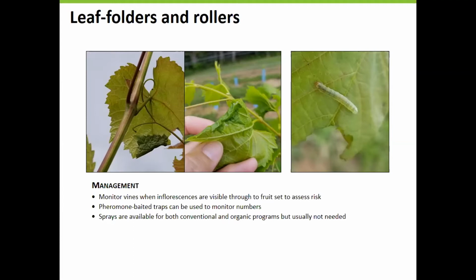I would say, start monitoring, just have a look. There are pheromone-baited traps that you can use to help monitor numbers and get a sense. Although you'll see a lot of these in some varieties versus others, usually management is not needed. Especially for the organic growers, there have been situations where I've seen a lot of it, and it becomes an economic problem. There are actually organic options for some of these, so BT works very well.